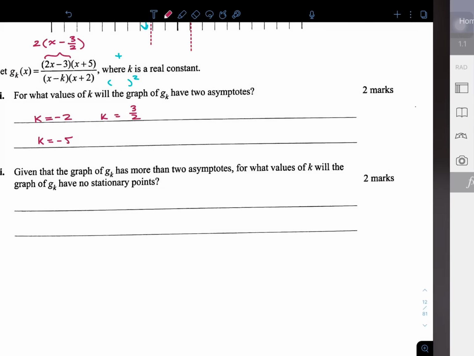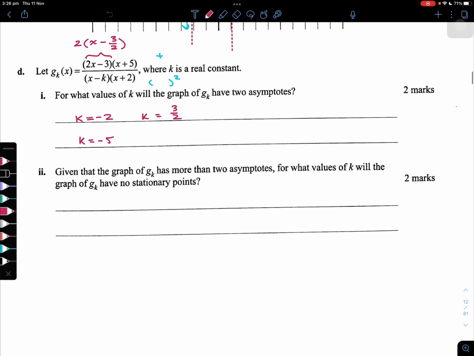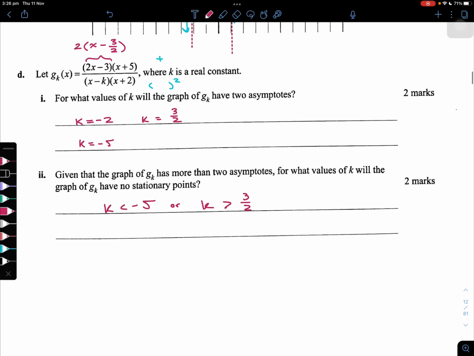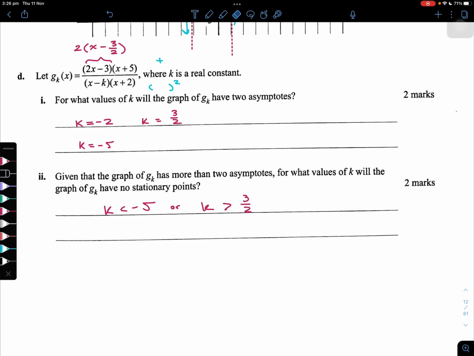but in this case we're using k, so we go k is less than negative 5, k is greater than 3 on 2. And it says it has more than 2 asymptotes, so it can't be either of these numbers. And looking at our restrictions, k is less than negative 5, so obviously it can't be negative 5, that's fine. K is greater than 3 on 2, it can't be 3 on 2, that's fine. And negative 2 is not within this interval, so we don't need to do any further restrictions. Okay, looking good.